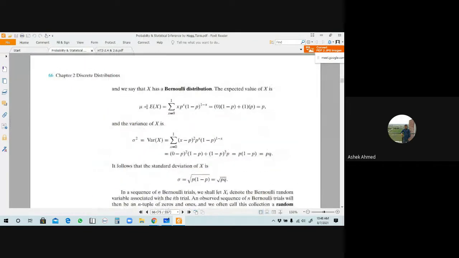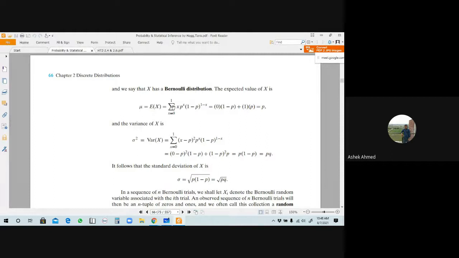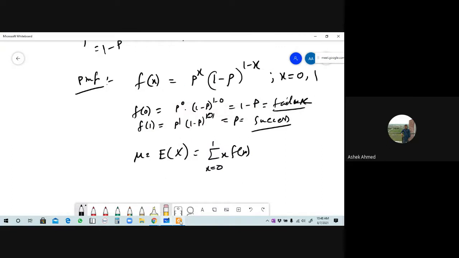So the expected value of X, from the Bernoulli distribution. We know what the expectation of X is. That means the mean, mu. This is the expectation of X. It represents the summation of x into f of x, where the values of x are 0 to 1. This is x, and the value of f of x is this. If you substitute the values of x, 0 and 1, then you will get the value p. From here we can say that the mean of the Bernoulli trial is p, and p means success.